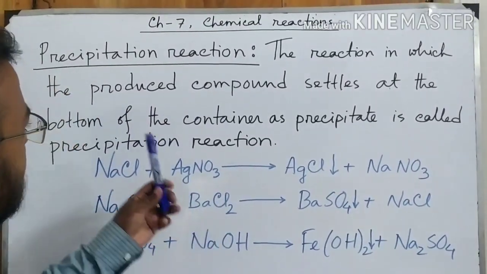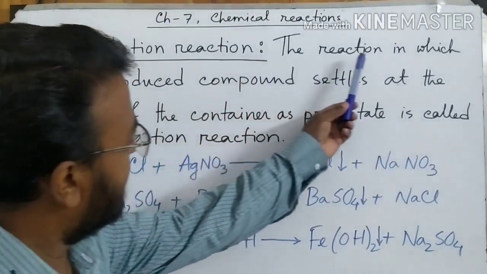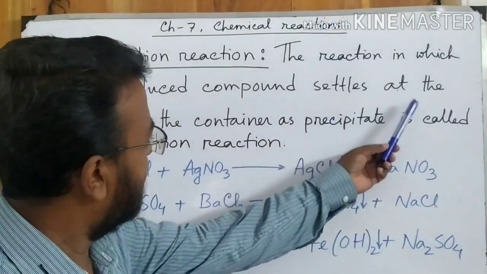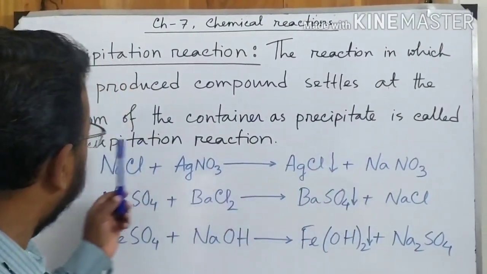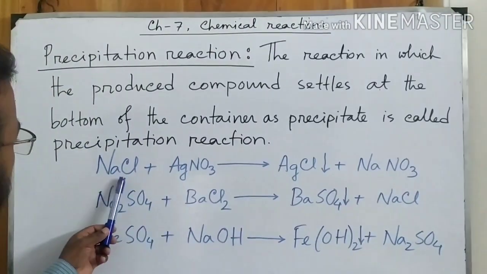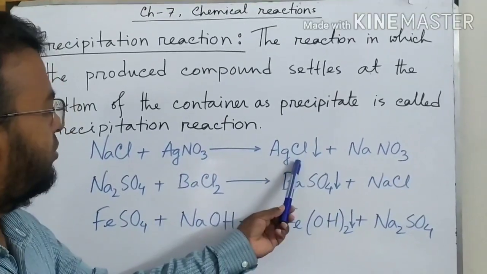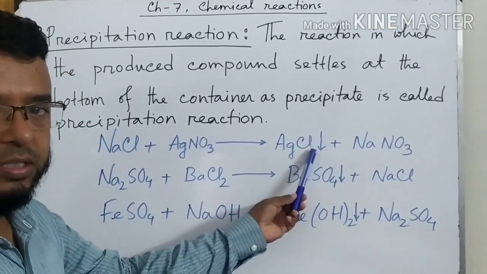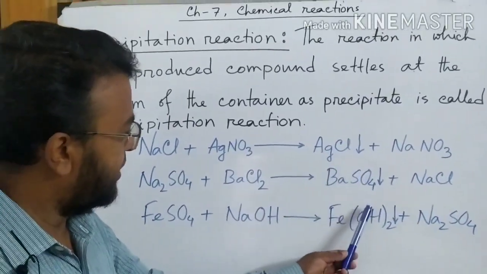Okay, students, you see the board again. I have written the reaction in which the produced compound settles at the bottom of the container as precipitate is called precipitation reaction. So sodium chloride and silver nitrate react together to produce silver chloride. It will settle down. I show the downward arrow mark. So this arrow mark indicates that it will be precipitate.